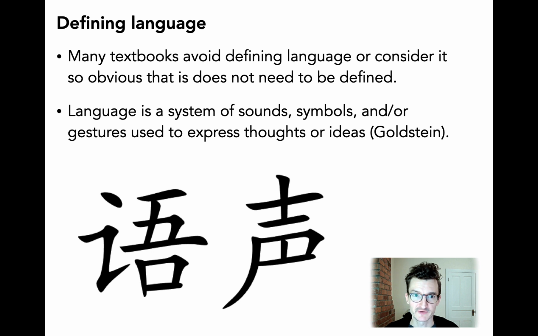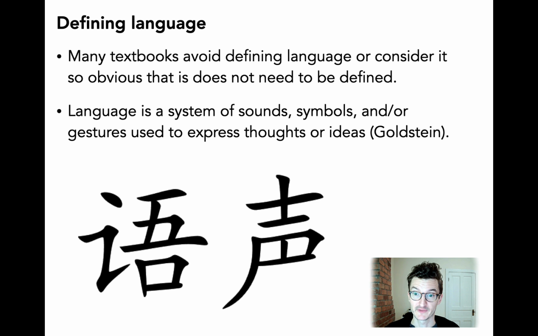So what is language? How do we define language? Many textbooks just don't define language. They consider it either obvious or just too complicated. But simply put, language is a system of sounds, symbols, and gestures used to express thoughts or ideas. Critically, language is not speech. Speech is the means by which we communicate using language, I should say. But there are other ways to do this, right?